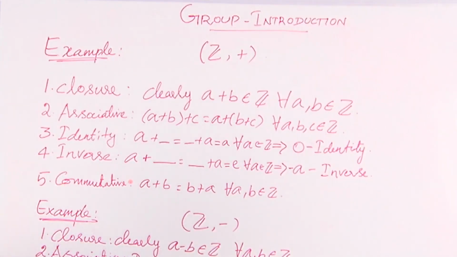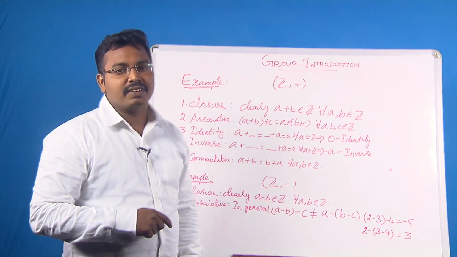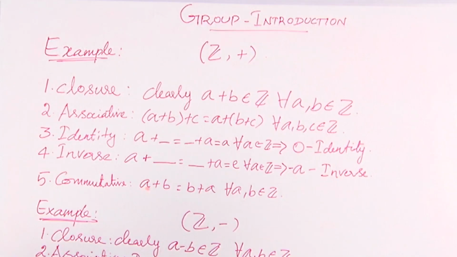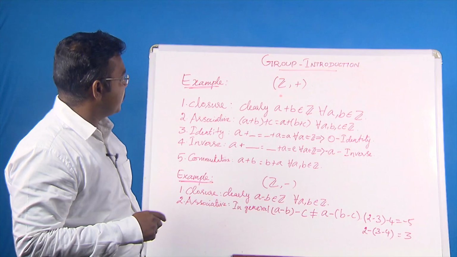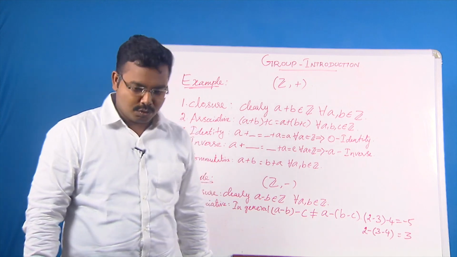Next, we move on to the last property, namely the commutative property. We have to check this because we have to find whether the group is abelian or not. It is again clear that a + b = b + a for all a, b in Z. Therefore, the commutative property holds for (Z, +). Therefore, (Z, +) is an abelian group.